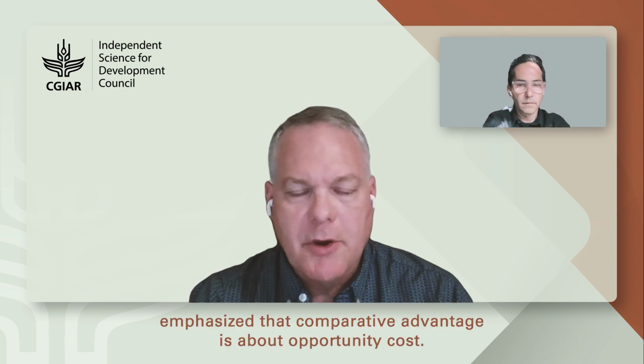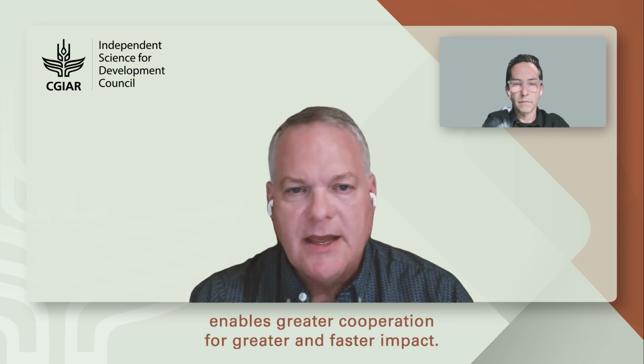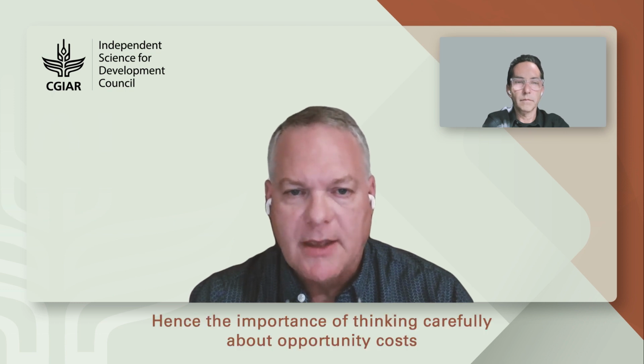Josh has emphasized that comparative advantage is about opportunity costs. It's equally about recognizing one's place within the broader research ecosystem, pursuing shared global goals. We share interests across lots of organizations in the private sector, in the public sector, in research institutions, in universities, and nonprofits. We share objectives, and each has its own talents. Recognizing one's place in the broader ecosystem enables greater cooperation for greater and faster impact. Hence the importance of thinking carefully about opportunity costs and comparative advantage.